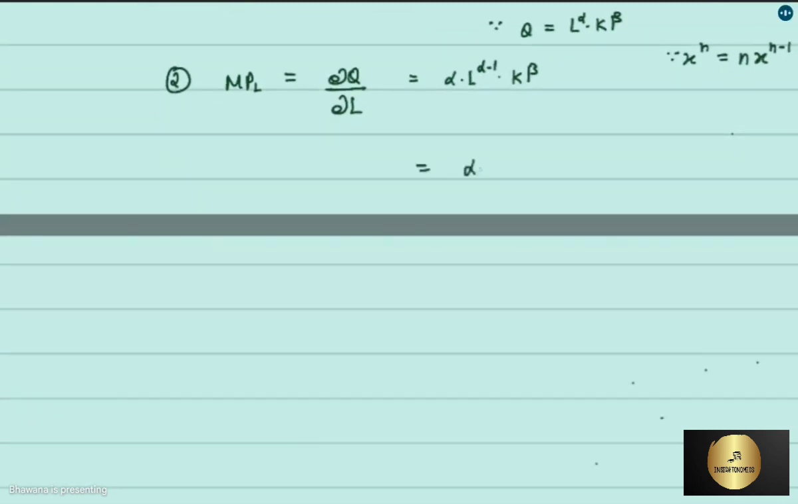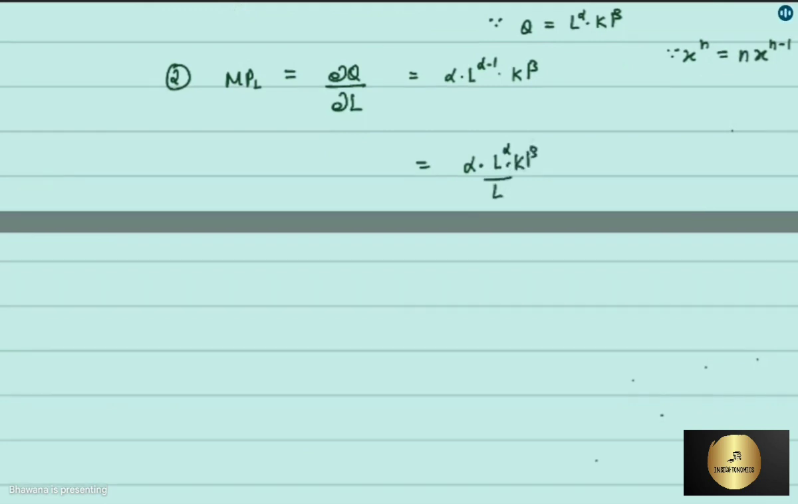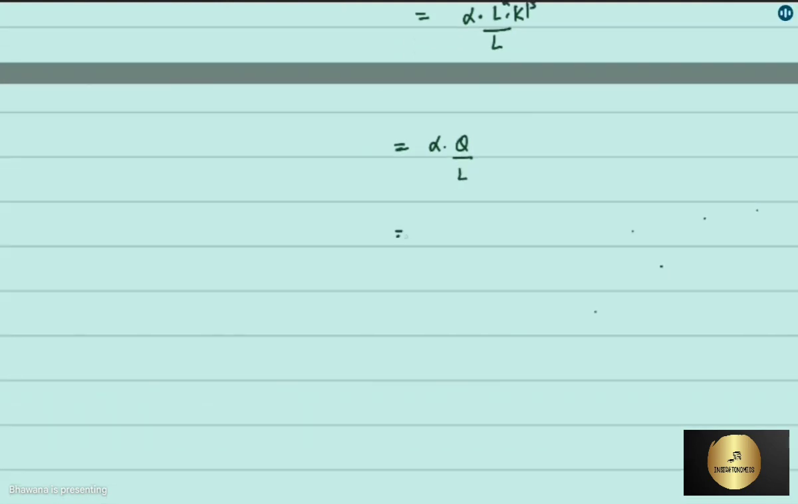ओके, आप इसे ऐसे लिख सकते हैं: α L^α / L K^β. So instead of this you can write α Q by L, right? And Q by L is equal to APL, average productivity of labor. So your MPL is equal to α into APL.